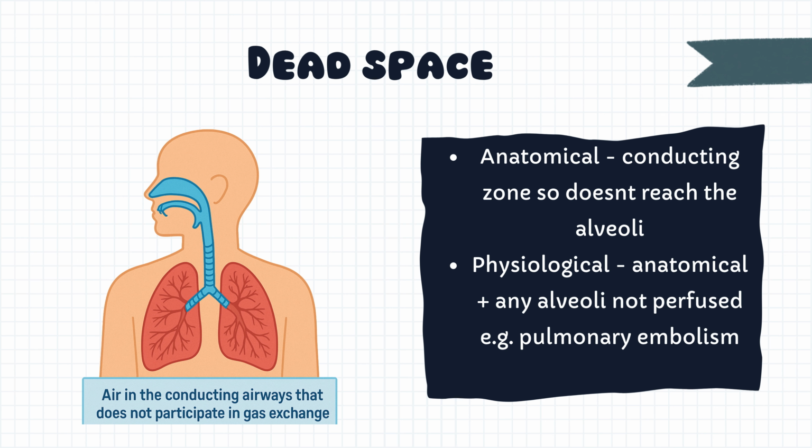Physiological dead space includes anatomical dead space plus any alveoli that are ventilated but not perfused. This happens in lung diseases like pulmonary embolism, where blood flow to some alveoli is blocked. In healthy people, physiological dead space is nearly equal to anatomical. In disease, it increases and reduces gas exchange efficiency.